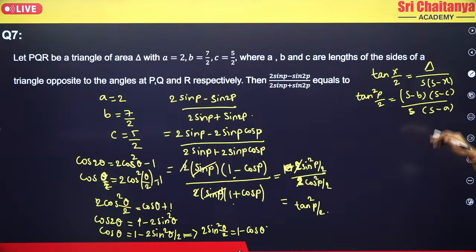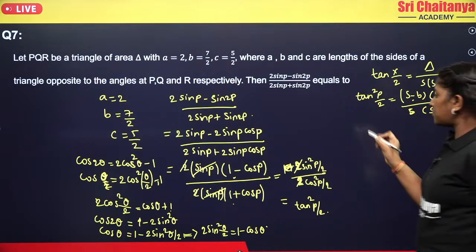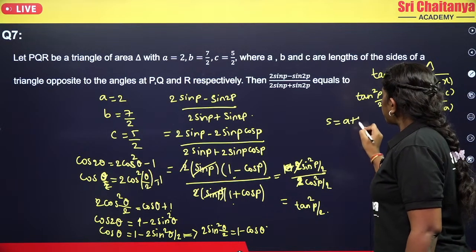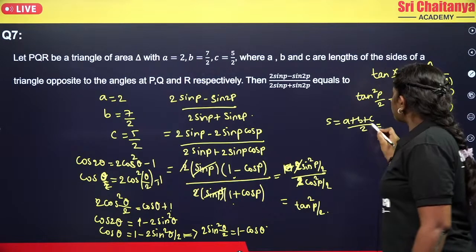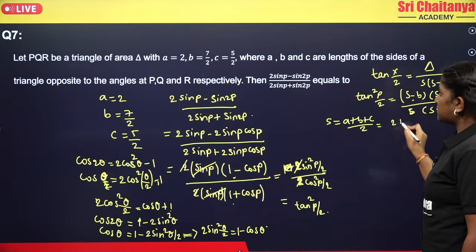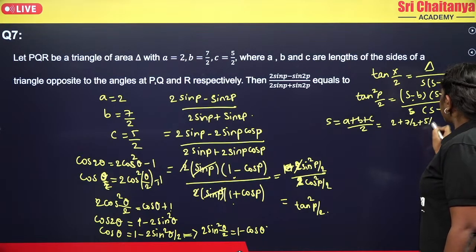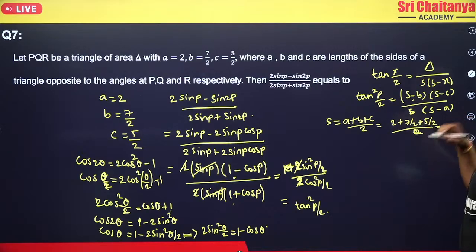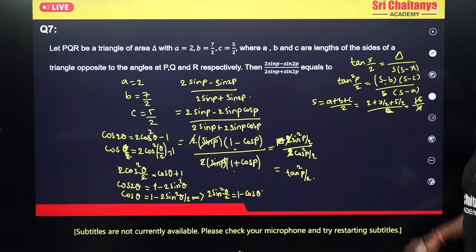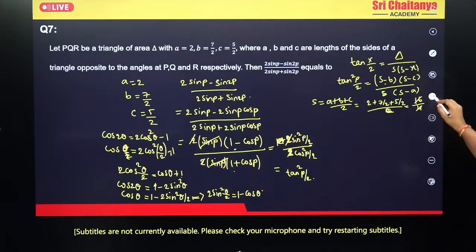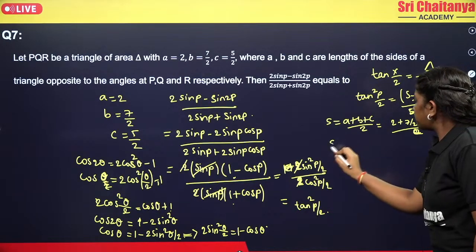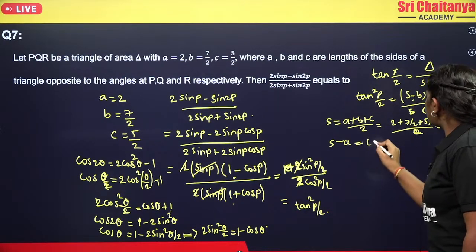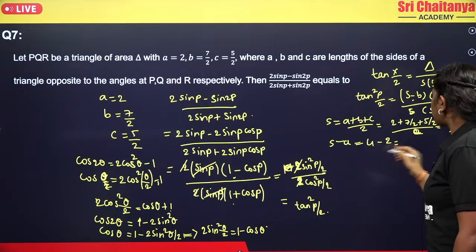Now we need to know the s value. S is nothing but the semi perimeter, which is given by a plus b plus c by 2, right? So 2 plus 7 by 2 plus 5 by 2, whole divided by 2. If you calculate, it will be 4 plus 7, which is 11, 11 plus 5, 16 by 4, so 4. We got our s value as 4. Now moving to the next, s minus a will become 4 minus 2, which is nothing but 2.